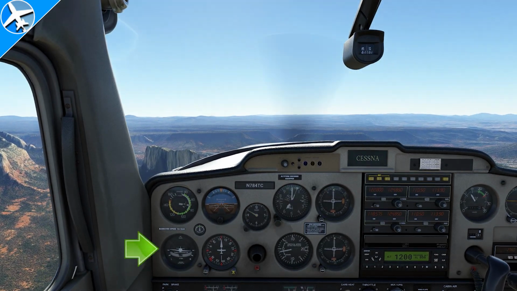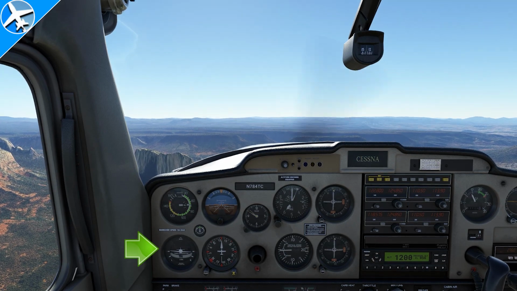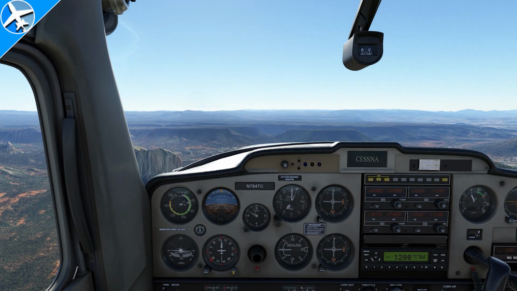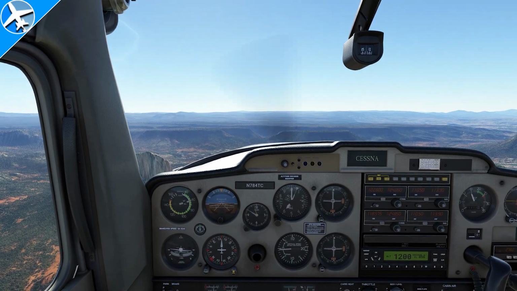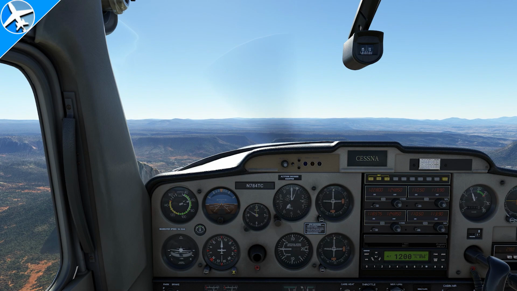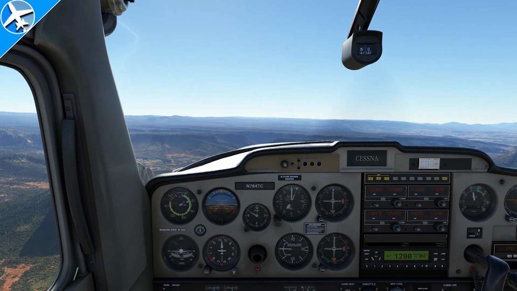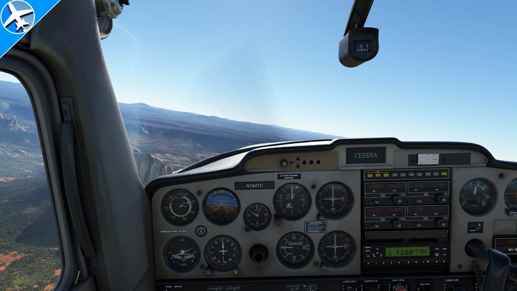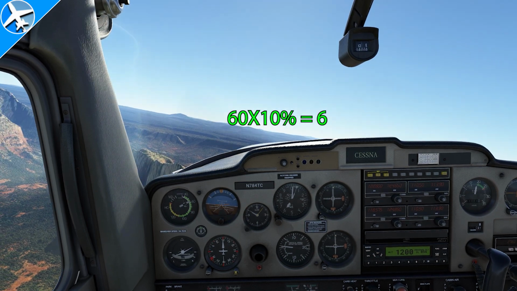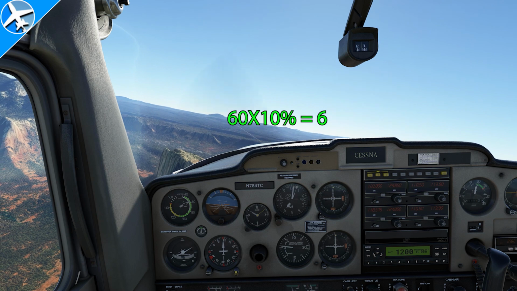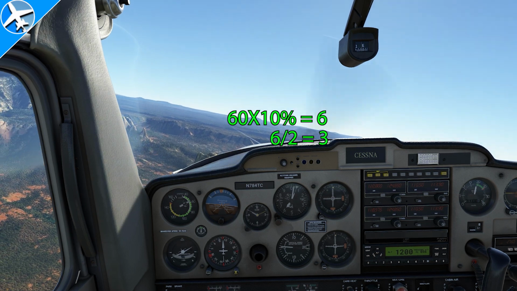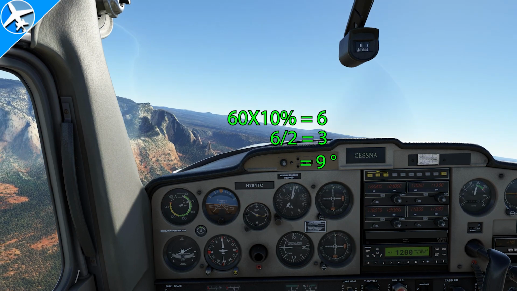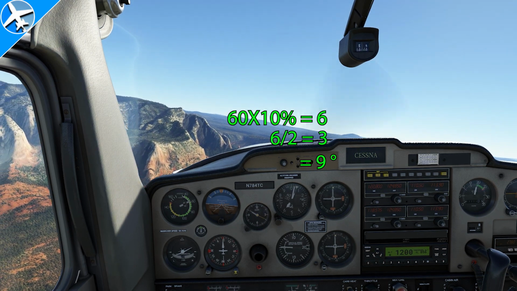And speaking of bank information, the turn coordinator does not give a direct indication of bank angle like the attitude indicator does. As airspeed increases, the angle of bank required to maintain a standard rate turn will also increase. However, airspeed can be used to calculate a bank angle required to get a standard rate turn. And that formula is this: 10% of your airspeed, so in this case approximately 60 knots, that would be 6. Half of that number is 3. 6 plus 3 is 9, so approximately 9 degrees of bank will give a standard rate turn.